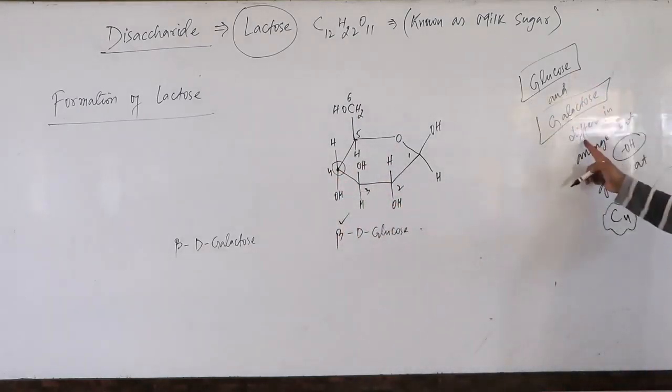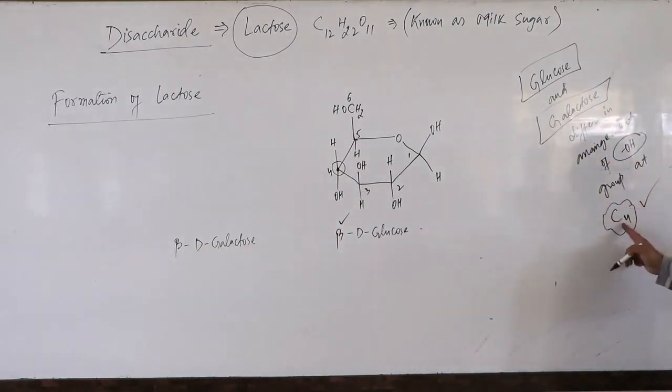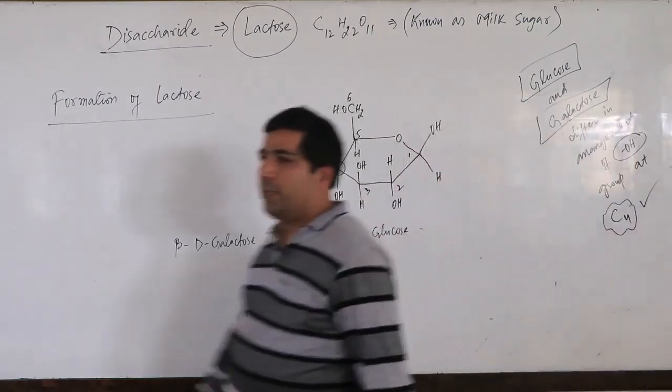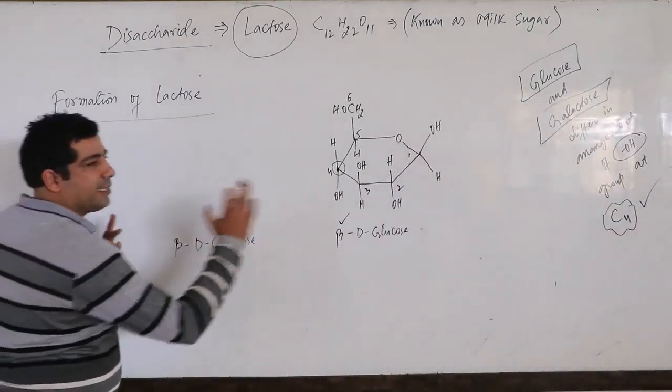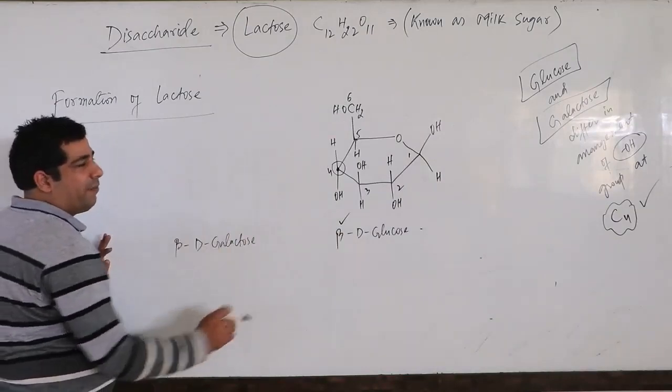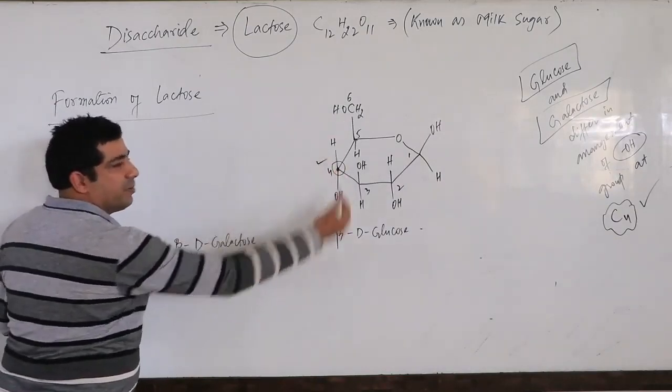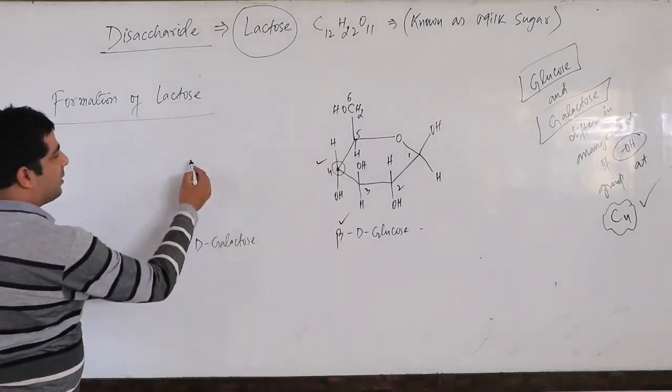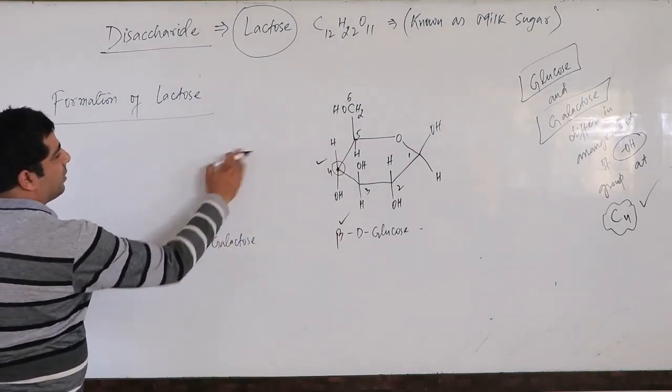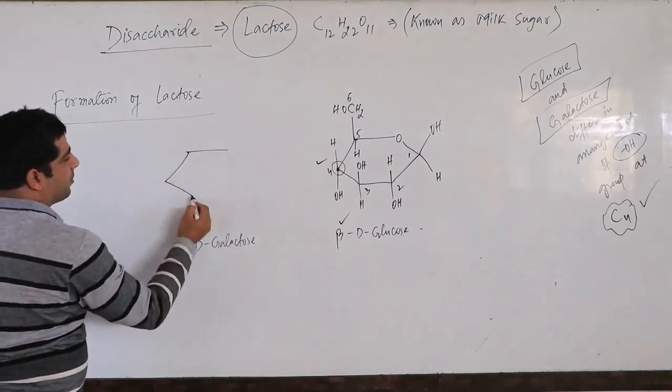Glucose and galactose differ in arrangement of OH group at carbon number 4. So let's have a look. I have to draw exactly the same structure, but the only difference will be at carbon number 4. Correct? So have a look. Same thing I have to draw. A 6-membered ring I will take here.